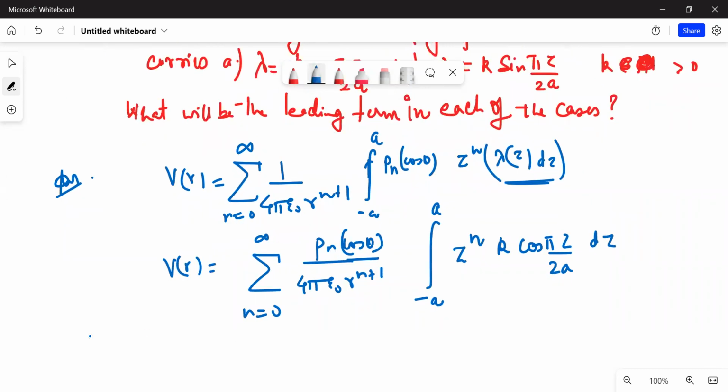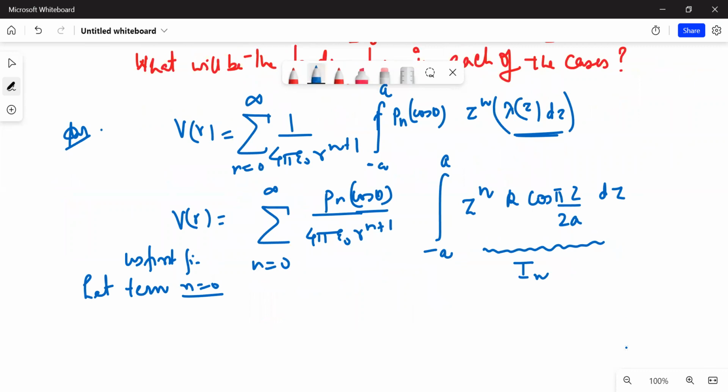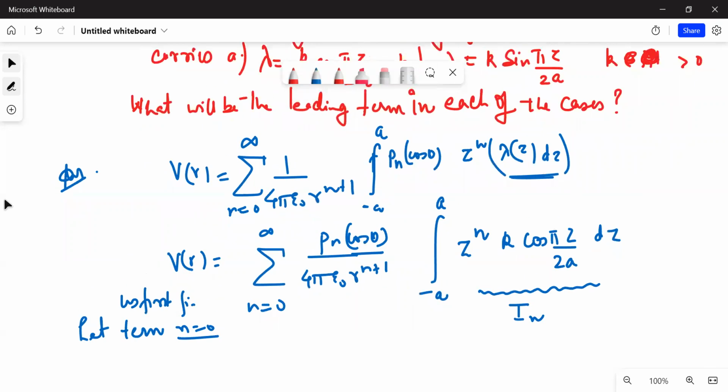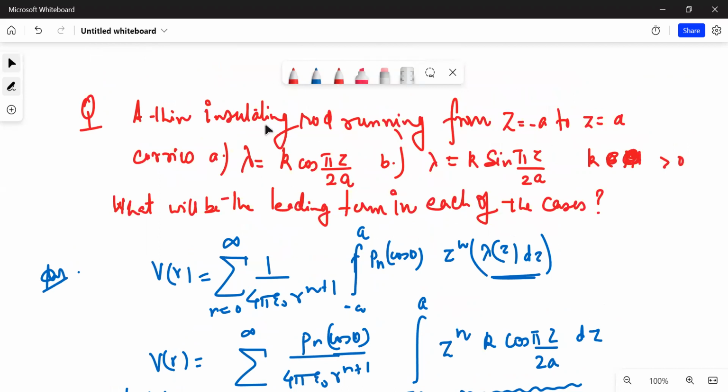So let us first find the term corresponding to n equal to 0. Let us first look at n equal to 0 and write this integral as I n. So let us first find what would be I naught. If I naught is non-zero, then this will be the leading term, isn't it? Leading term, you understand, the first term. Or in other words, if the total charge comes out non-zero, then what would the leading term be?